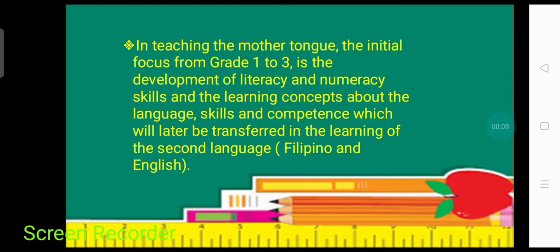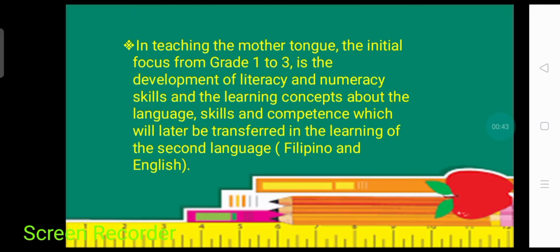Using mother tongue helps every child to develop their critical thinking and literacy skills. In teaching the mother tongue from grade 1 to 3, the initial focus is the development of literacy, which includes the two areas of reading and writing. That is very important to apply in teaching. Literacy development is a vital part of every child's overall development. It refers to the ongoing development of skills that is needed to successfully communicate through written communication.